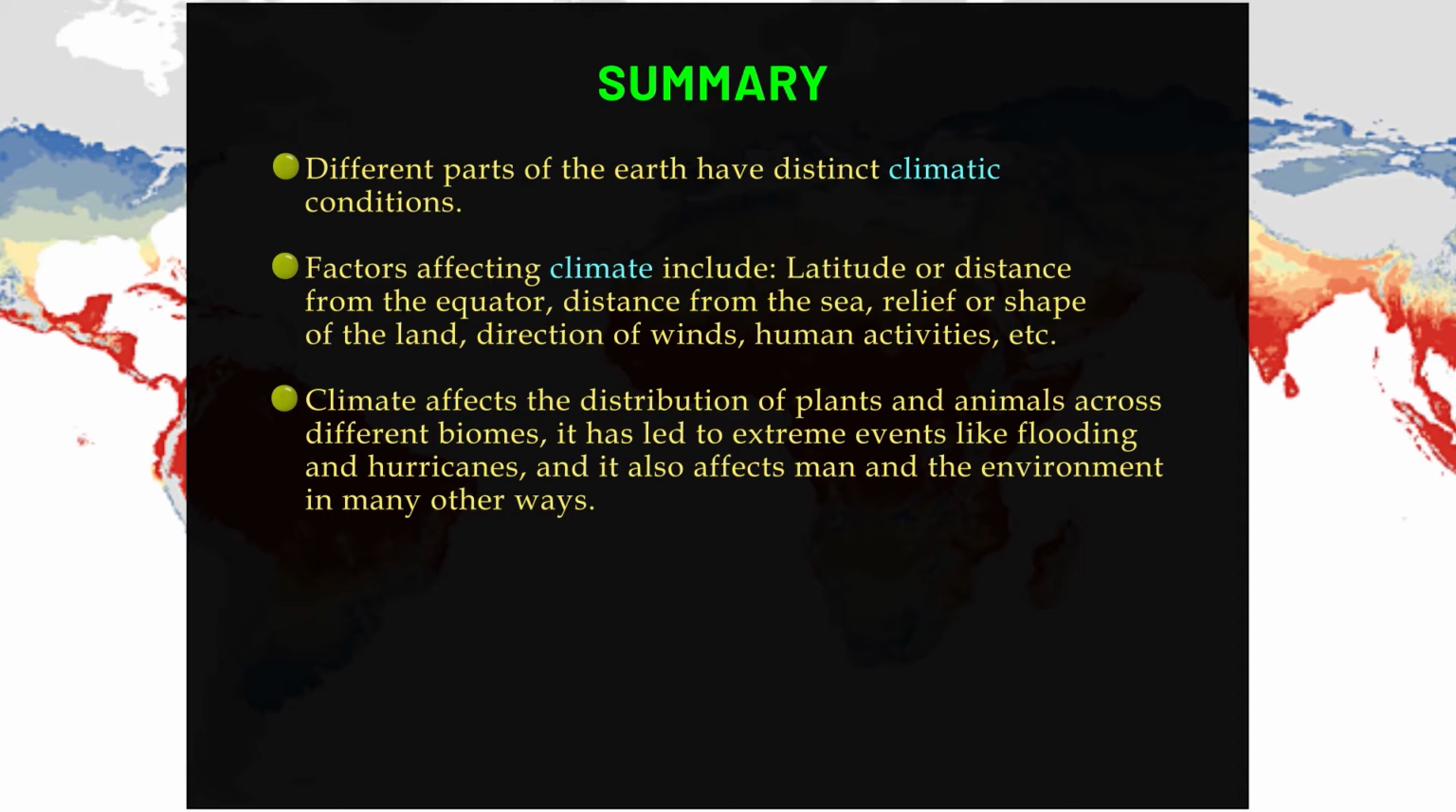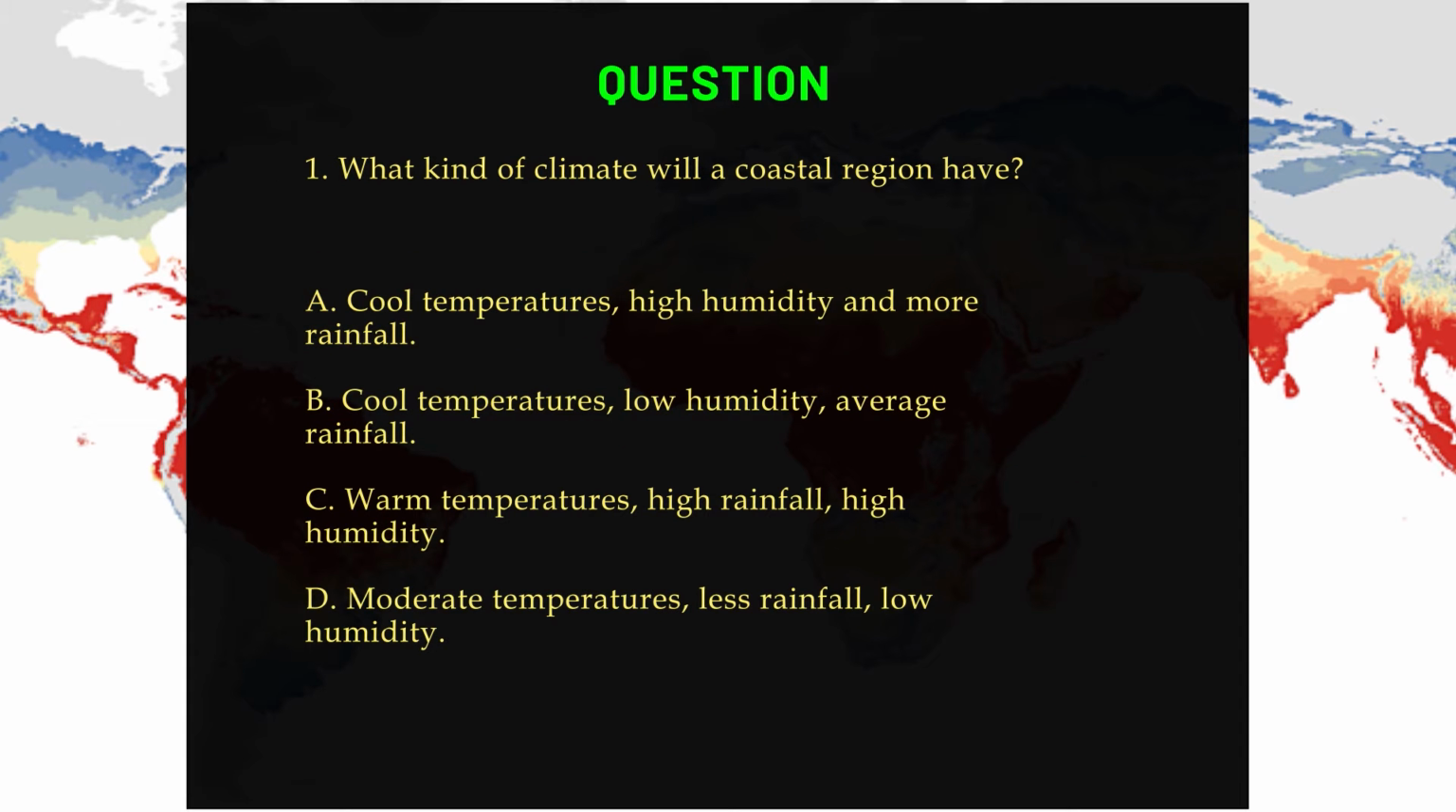And lastly, we learned that climate affects the distribution of plants and animals across different biomes. It has led to extreme events like flooding and hurricanes, and it also affects man and the environment in many other ways. Now let's test our knowledge on the understanding of the lesson.